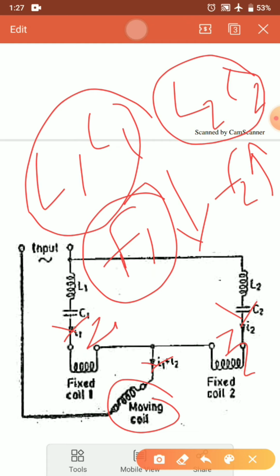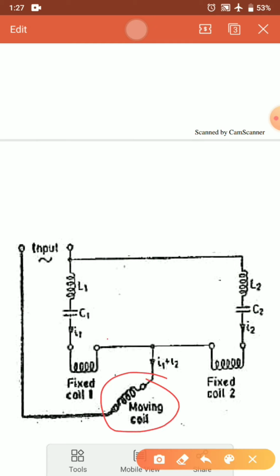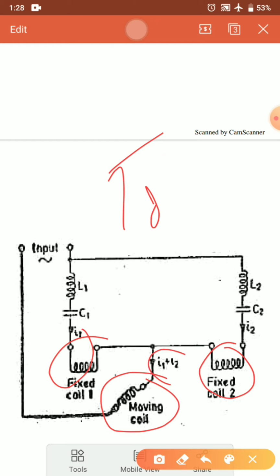The torque on the movable element is proportional to the current that is moving through the movable coil. Whatever deflection is produced will be dependent on the value of I1 plus I2. Now this current I1 plus I2 is just because of whatever current is flowing through fixed coil 1 and whatever current is flowing through fixed coil 2. That is, whatever current I am getting in the moving coil is because of the current flowing out from fixed coil 1 and fixed coil 2. The deflecting torque is directly dependent on the currents I1 plus I2.